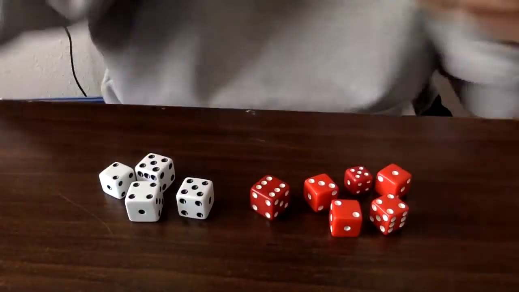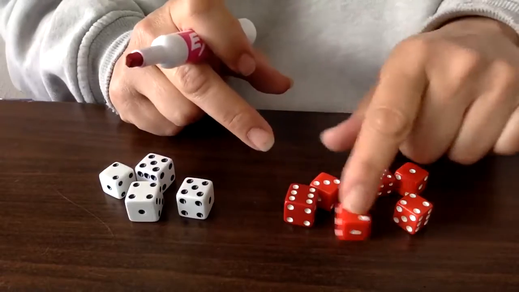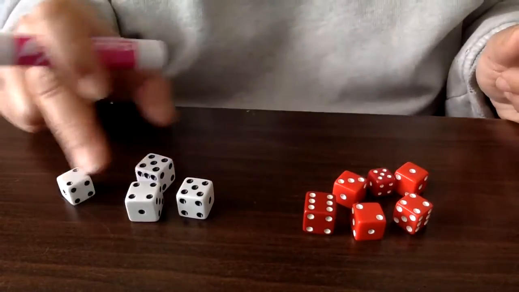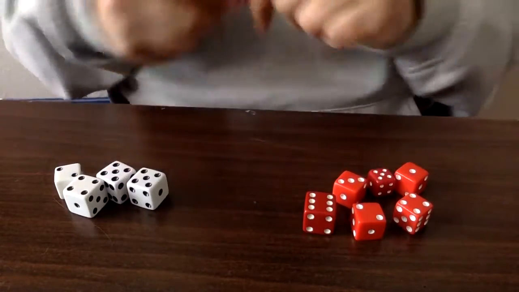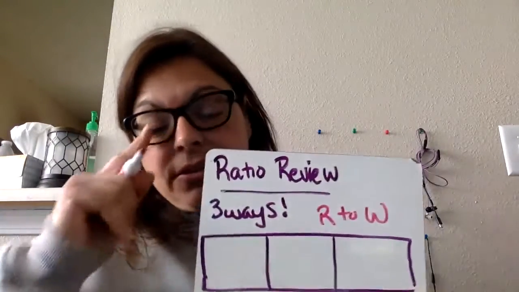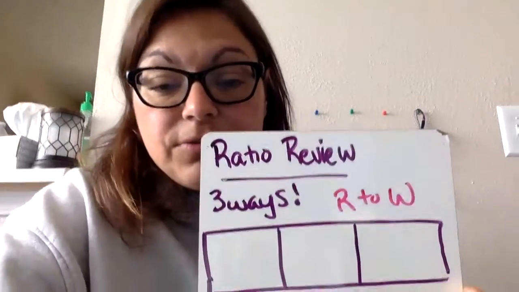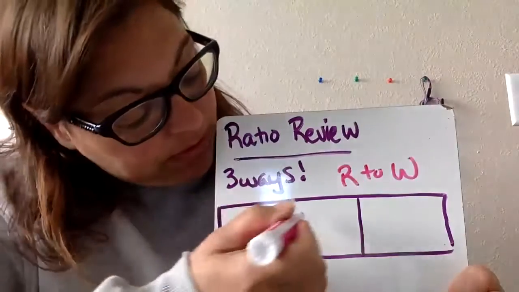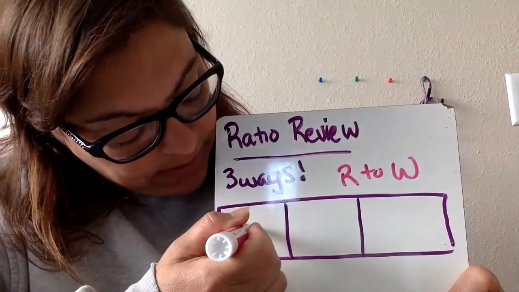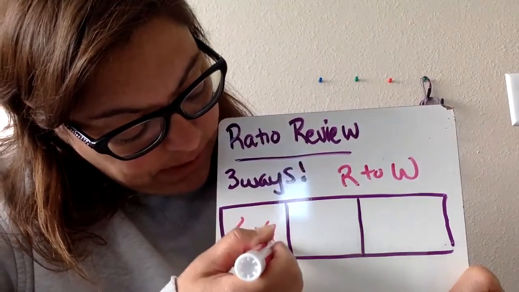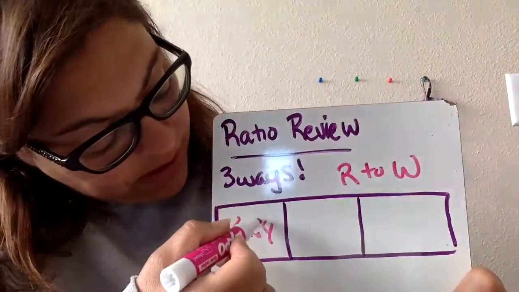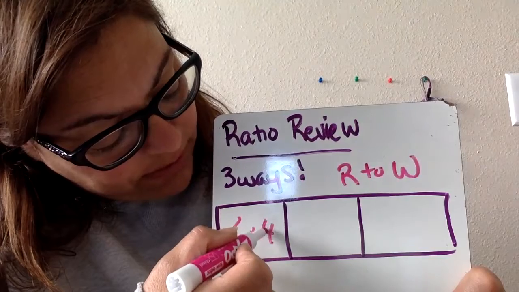Clearly you see that there are 1, 2, 3, 4, 5, 6 red dice and 1, 2, 3, 4 white dice. So how would we write that? We are going to compare red to white dice. There are 3 ways to write that. The first way is 6 to 4. You remember? 6 to 4.